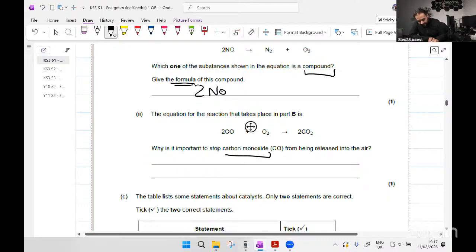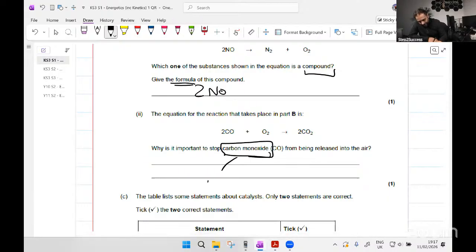So carbon monoxide is a poisonous gas. When we breathe it in, it can be bad. It can affect how well we breathe. So that's it. We don't want carbon monoxide released into the air because it is poisonous to us.